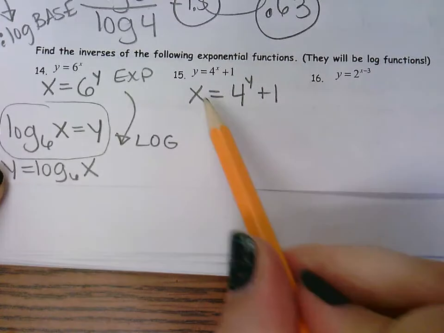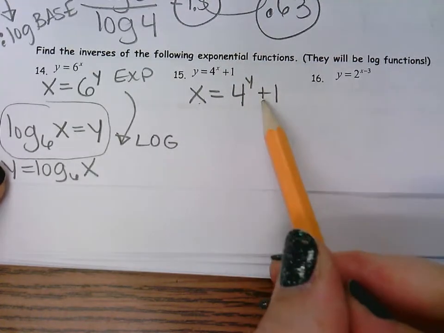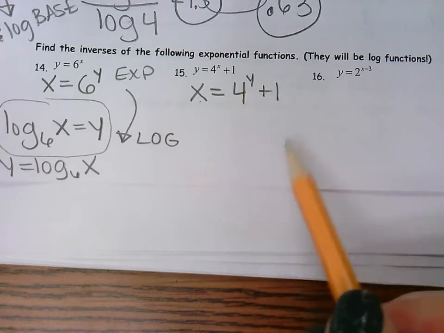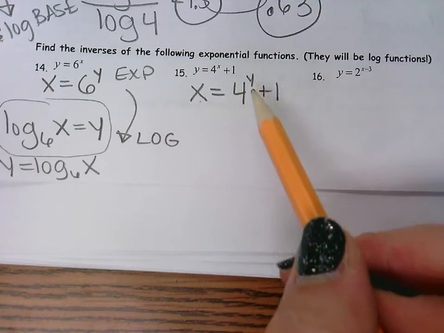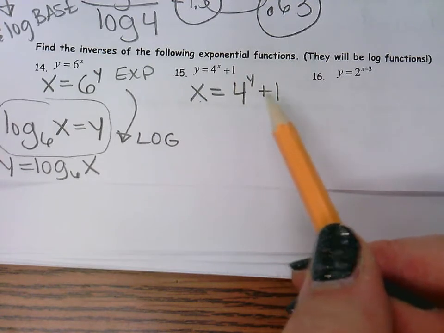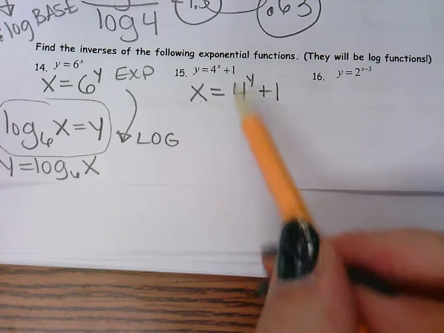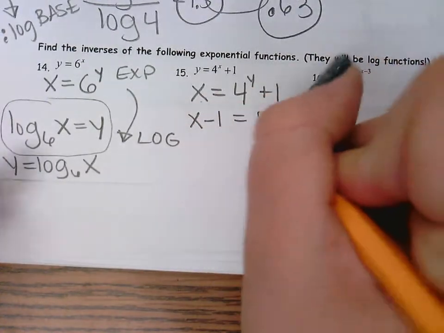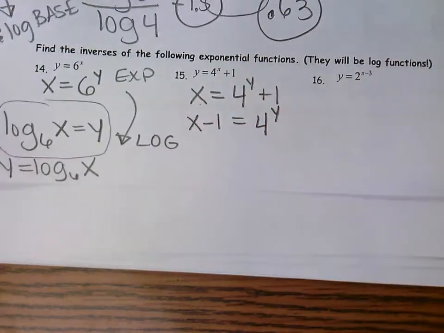So I've got x equals 4 to the y power plus 1. I'm starting in exponent world. Before I can turn it into log form, I have to get the exponent piece by itself. So I'd have to subtract this 1 to the other side before I change form. So x minus 1 equals 4 raised to the y power.